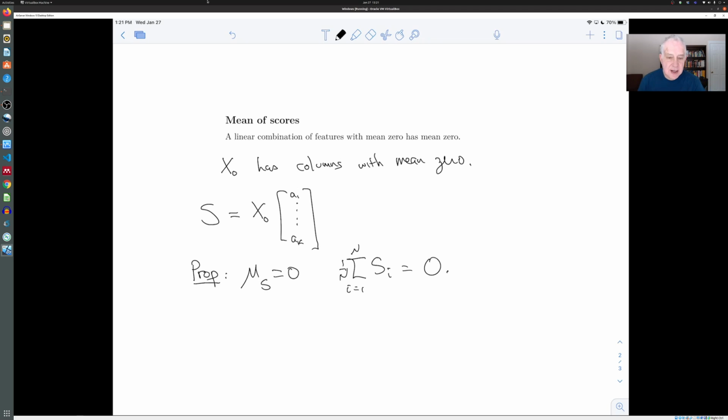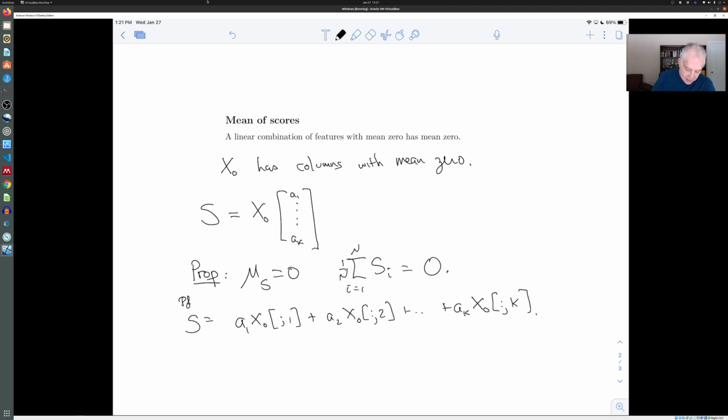So a linear combination of vectors whose sum is 0 again has sum 0. And just to see why that's true, S is A1 times the first column of X plus A2 times the second column of X, all the way out to A sub K times the last column of X.